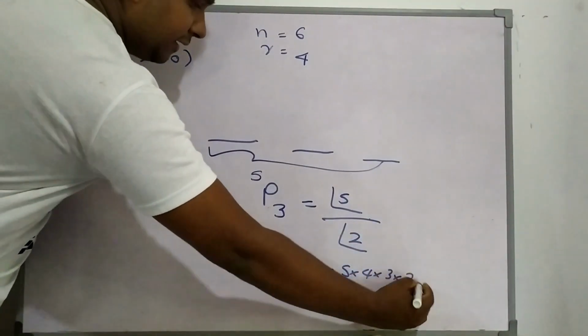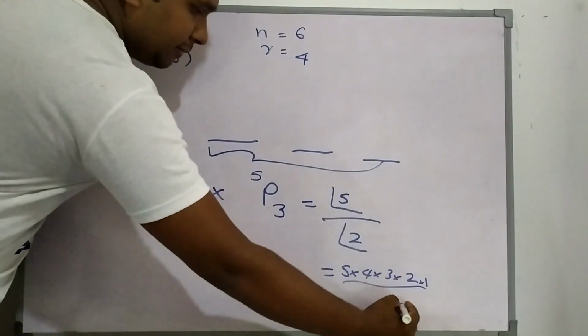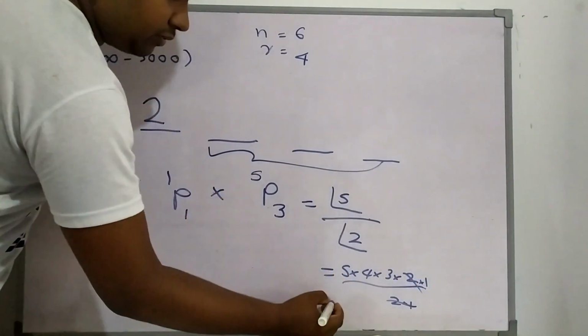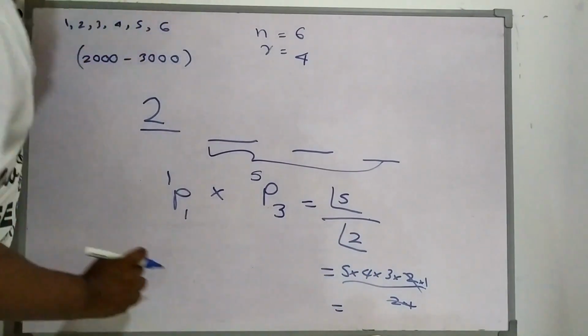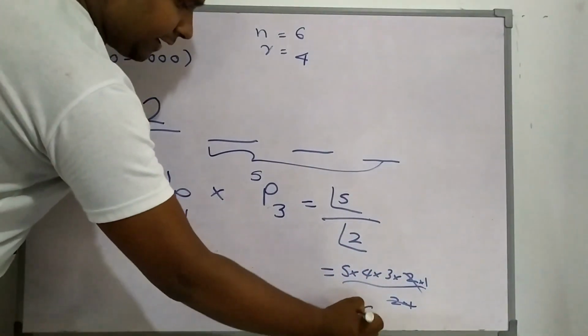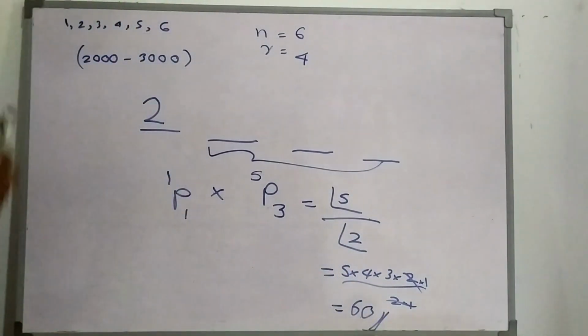Factorial. So 5 4 3 2 1 over 2 1, so the 2 cancels, and the answer is 60, right? So that is the answer of the first question. We have 60 different arrangements using these 6 elements.